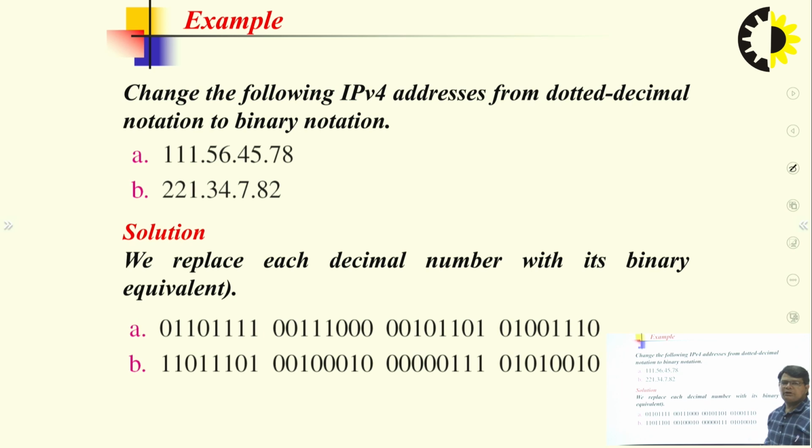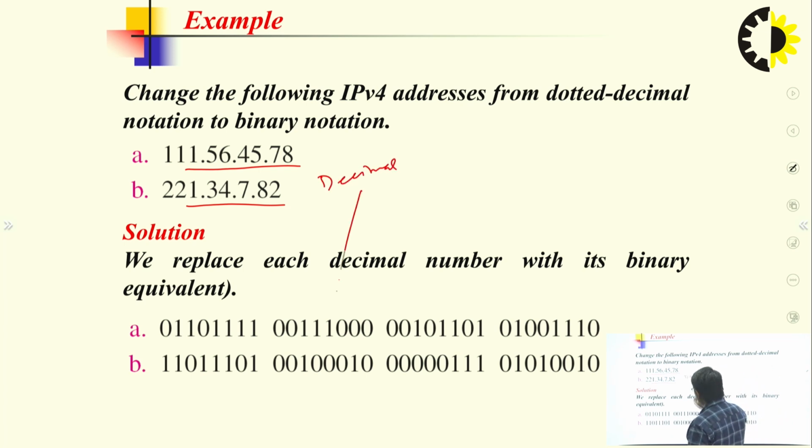Let's see one more example. This is another example, where this is the IP address version 4 in decimal notation, and this is the corresponding binary. Each decimal number is converted into its corresponding binary value. So binary to decimal and decimal to binary conversion can also be done with the IP address version 4. That is, IP version 4 can be denoted either in the decimal version or in the binary version.